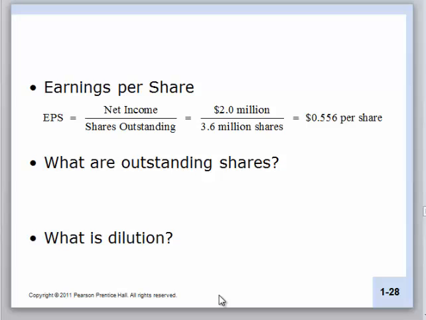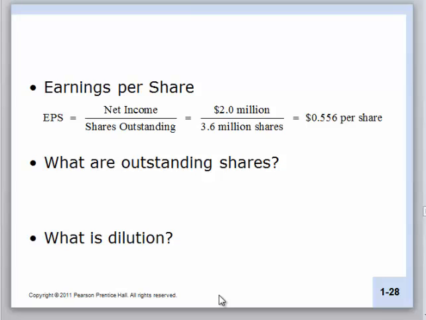Those are the only shares that can vote. They're the only shares that are incorporated into this number. What is dilution? Dilution refers to how we calculate these outstanding shares. Sounds like I've just contradicted myself, but I really haven't.